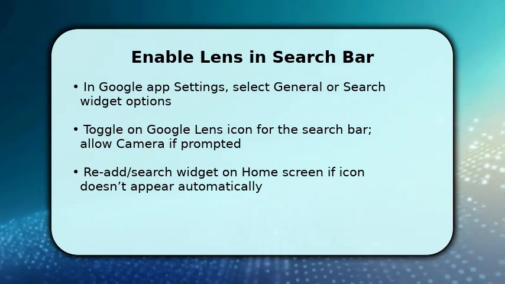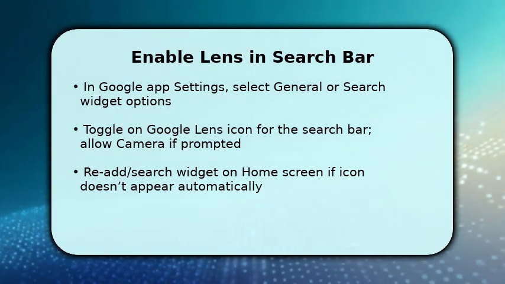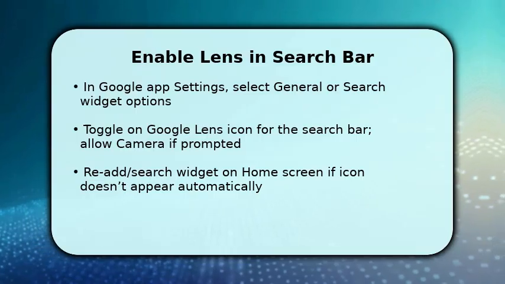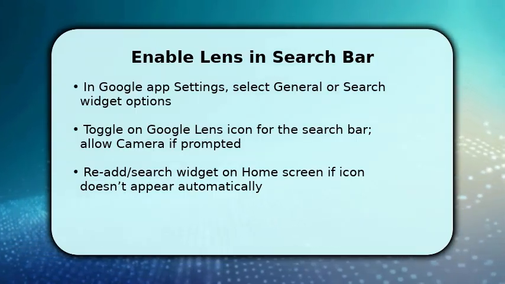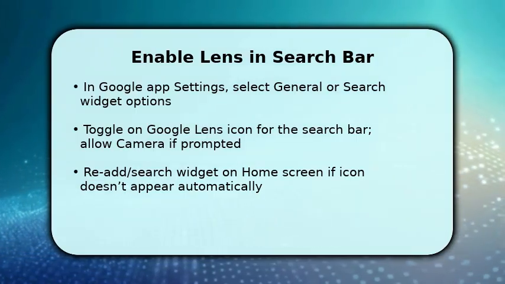In Settings, go to General or Widget Options and find the toggle labeled Google Lens or Lens Suggestions. Switch it on. If the app prompts, grant camera permission again so the widget can use the lens.